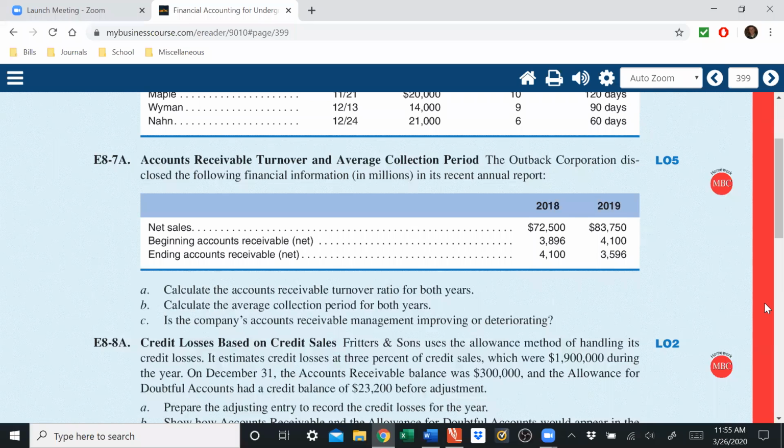So the Outback Corporation disclosed the following financial information in millions of dollars in its recent annual report. Net sales revenue for 2018 and 2019 is given, and then they give you the beginning and the ending balance in accounts receivable. And they write the word net here. Net of what? Net of the allowance for doubtful accounts, right? So they're giving you the beginning net accounts receivable and the ending net accounts receivable for each year of 2018, 2019. So part A, we have to calculate the accounts receivable turnover ratio for both years.